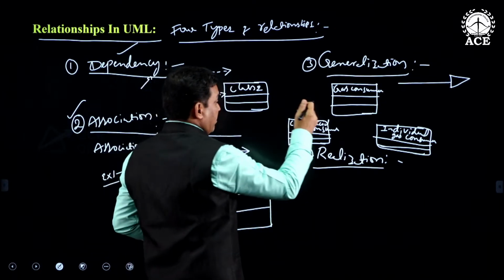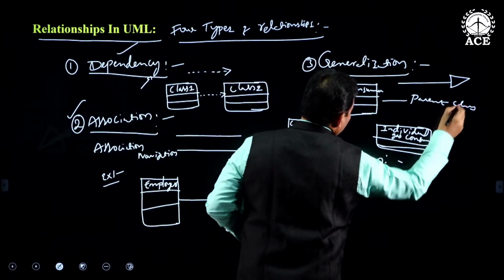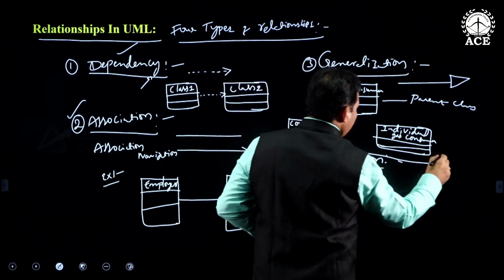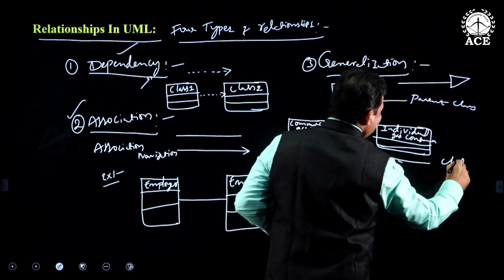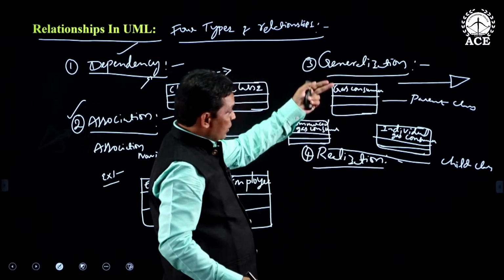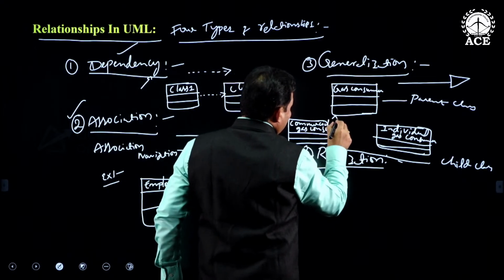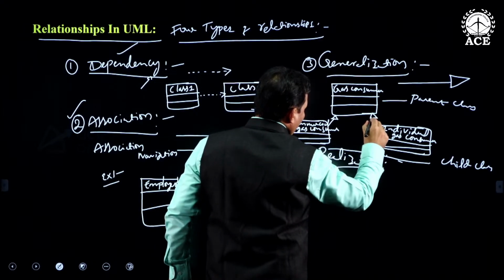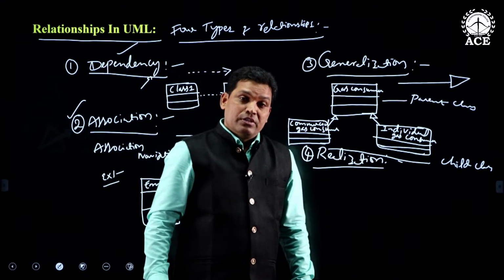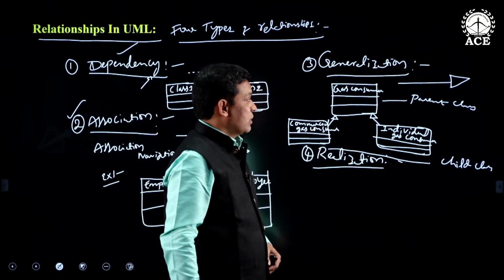Gas consumer is the parent class, or super class. And these two we call child classes. If you want to model parent and child classes, in that situation only we have to use the generalization relationship. That's why generalization became popular, when we want to model parent and child classes.